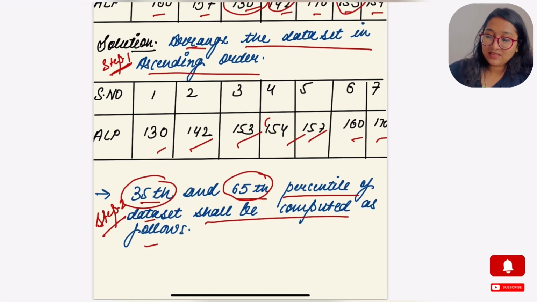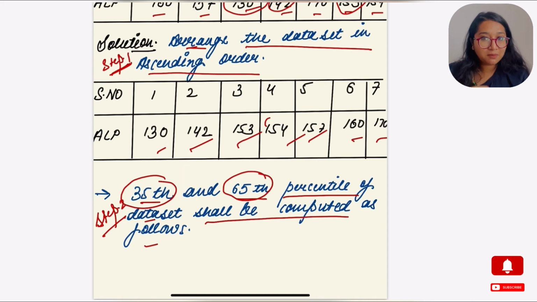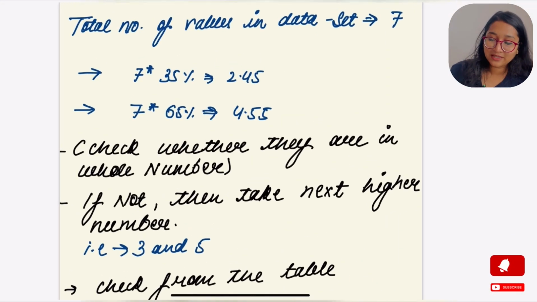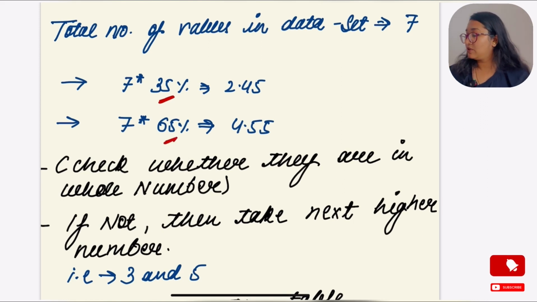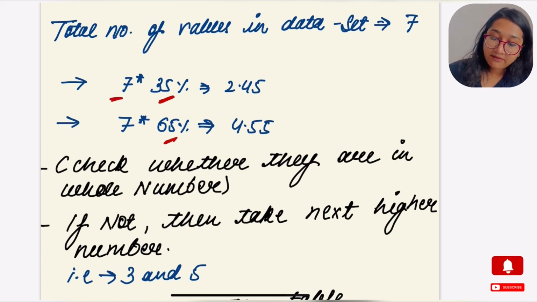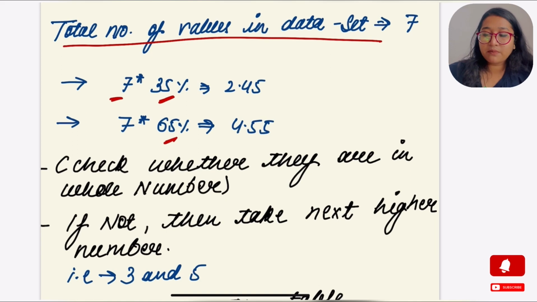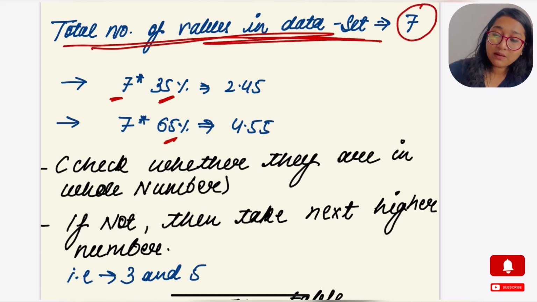The serial number of these arm length prices goes up to 7, which is the total number. 7 is the total number of these arm length prices. Is it clear? Yes, this part is clear. So let me take the 35th percentile and 65th percentile. Do you have a calculator? Take out your calculator. 7 was the total number of values in the data set.